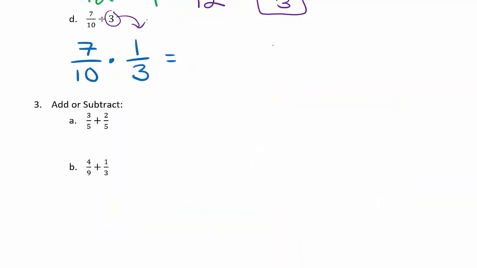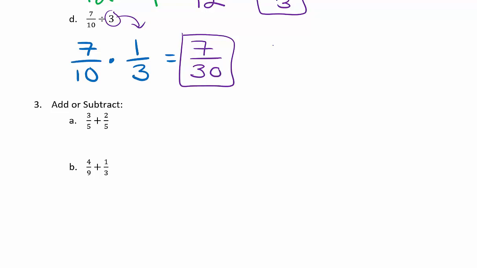In this last one, I'm going to remember that a whole number 3 is actually 3 over 1. So I keep the 7/10, I change it to multiplication, and I flip the 3 over 1 to a 1/3, and then I can just multiply straight across. I get 7 over 30, and that can't be reduced. That's my final answer. Now to add or subtract fractions, we have to get a common denominator.